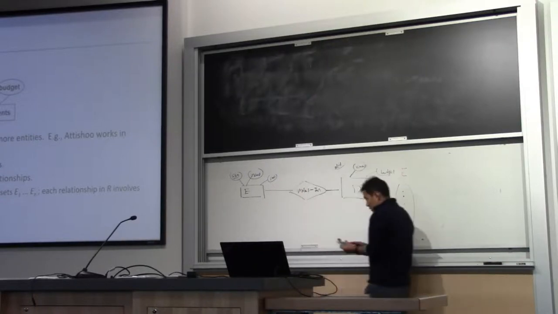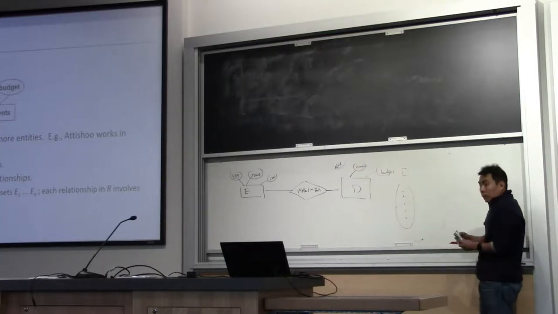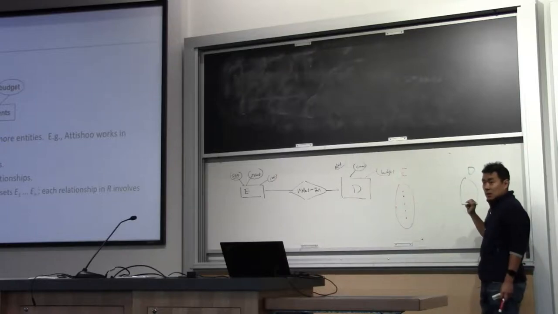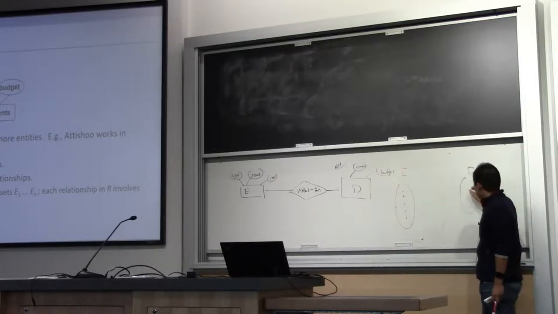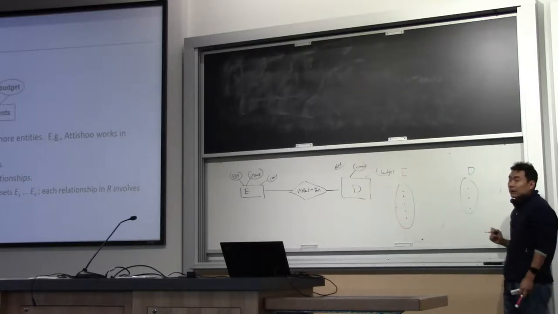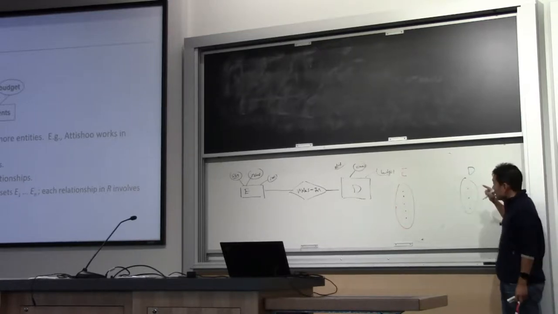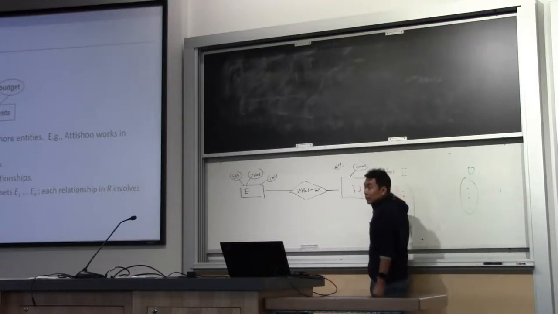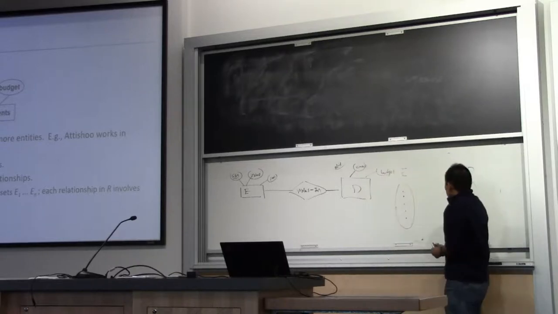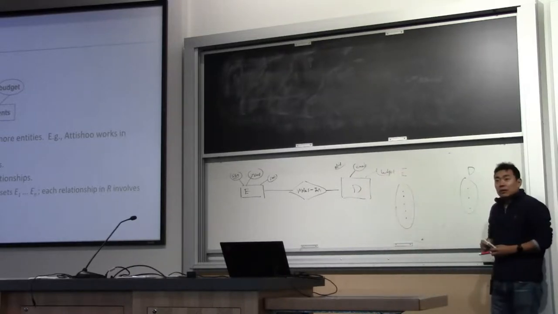Question? No? Okay. Similarly, I can have a set of departments. In this case, let's say I have three departments. Manufacturing department, sales department, pharmacy department. Each of these dots is a combination of three such values, department ID, name, and so on. So those are the entities. Where are the relationships?